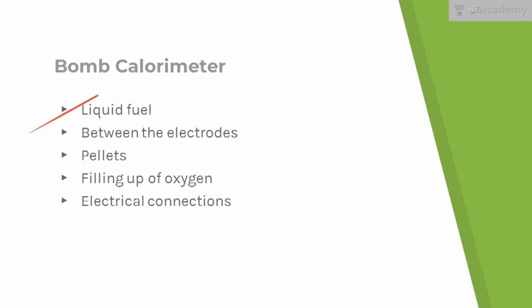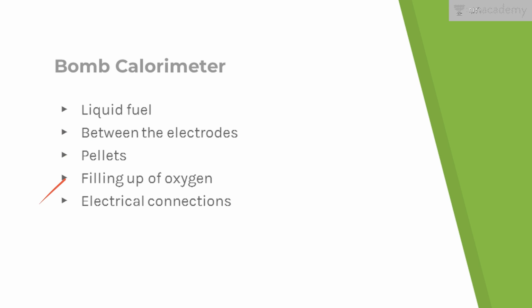The procedure is as follows. About 1 gram of the fuel is weighed in the crucible. A piece of firing wire is stretched between the electrodes in such a manner that it is in close contact with the fuel so that it can be ignited. Often solid fuel is made into pellets, which can also be determined for its calorific value.